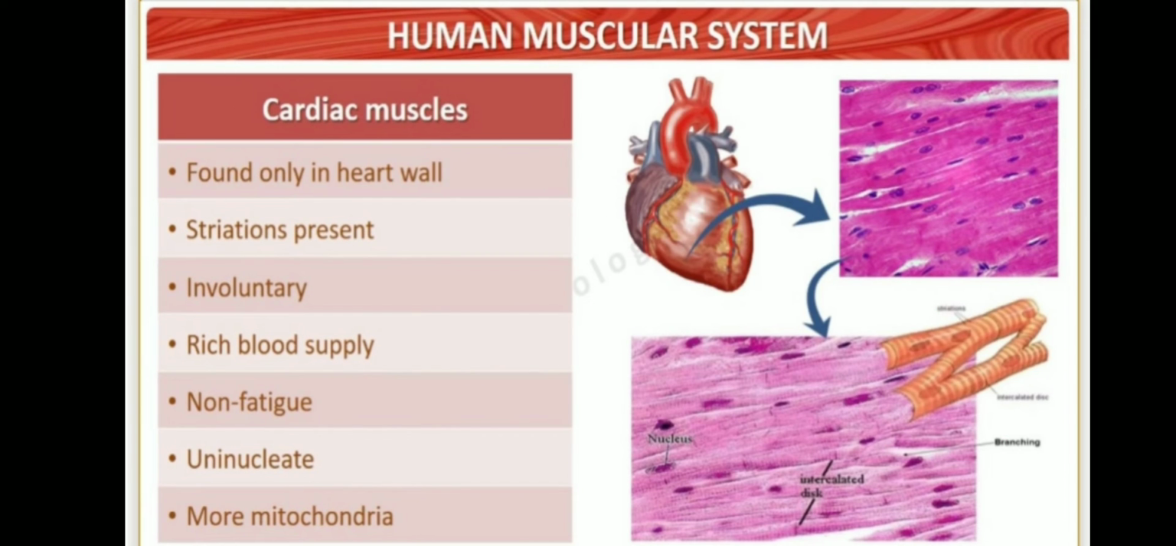Now, as the name suggests, cardiac muscles are the muscles of the heart. Many cardiac muscle cells assemble in a branching pattern to form a cardiac muscle. Based on appearance, cardiac muscles are striated. They are involuntary in nature, as the nervous system does not control their activities directly.